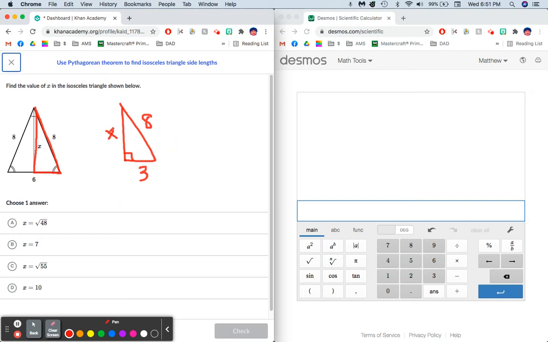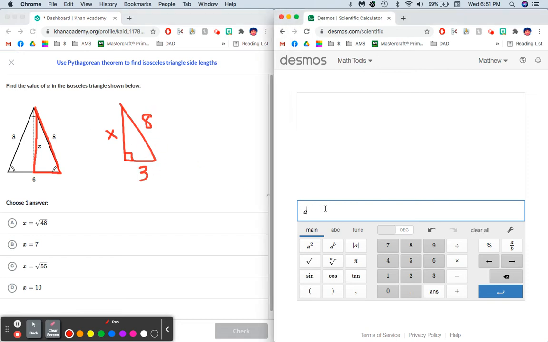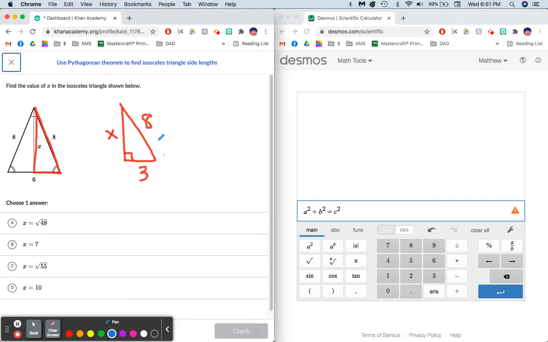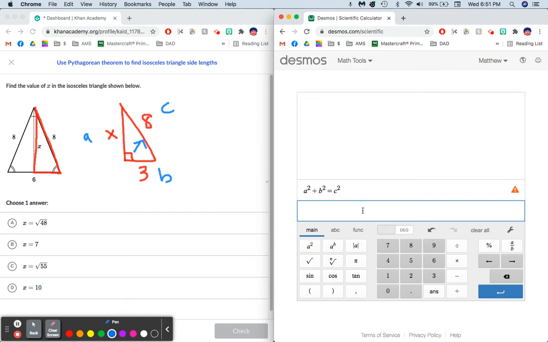Now we're ready to actually solve for x, because we have two sides of the right triangle. We need Pythagorean theorem. So let's start with a squared plus b squared equals c squared. Let's label some stuff here. Across the right angle is always your c value, and then a and b are interchangeable. It doesn't matter, but make sure you don't confuse it with c. Let's plug it in. A is x. B is going to be 3, and I'm going to square that. And then my c is going to be 8 squared.